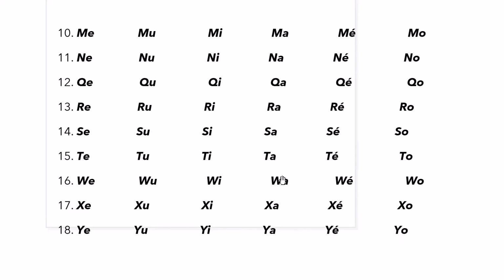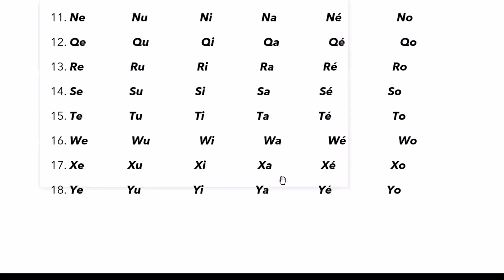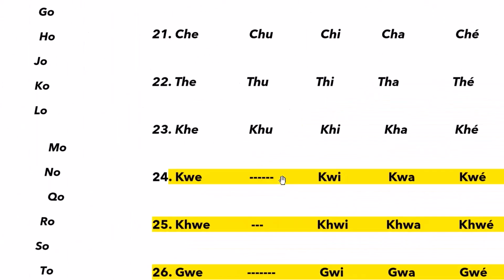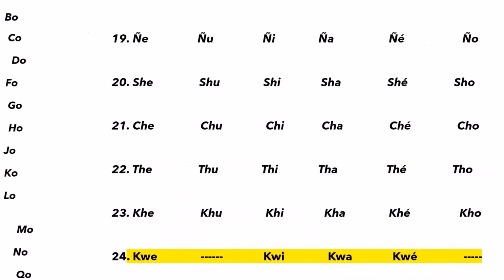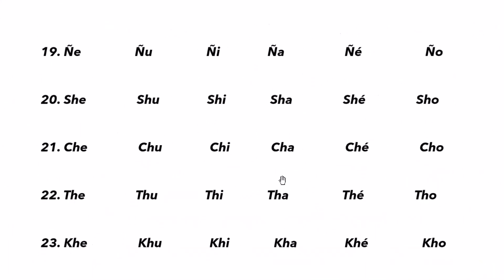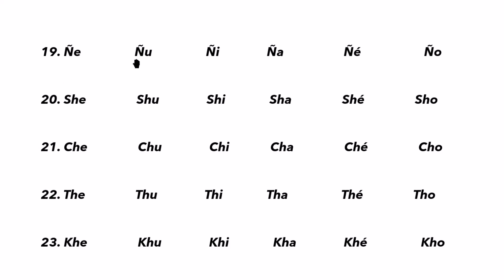So those are the basics, the ones that we have in common with English. So now we come to the 9 that are not common with English. Okay, let's go. Nye, nyu, nyi, nya, nyu, nyo.